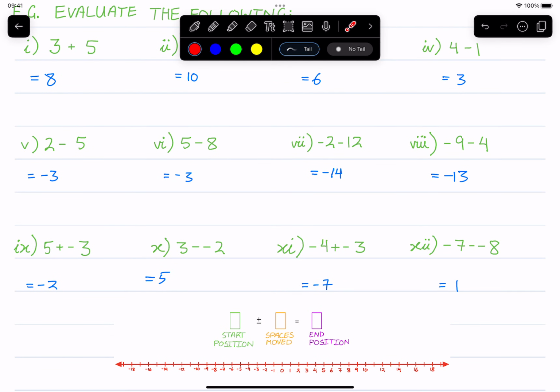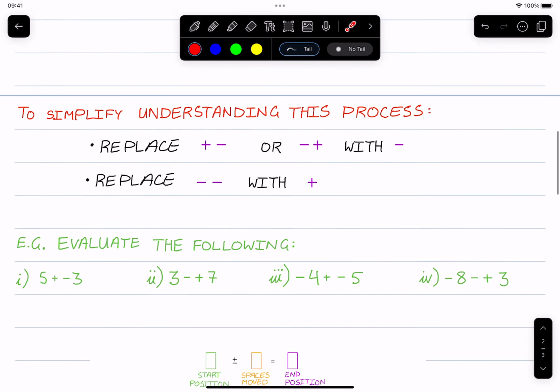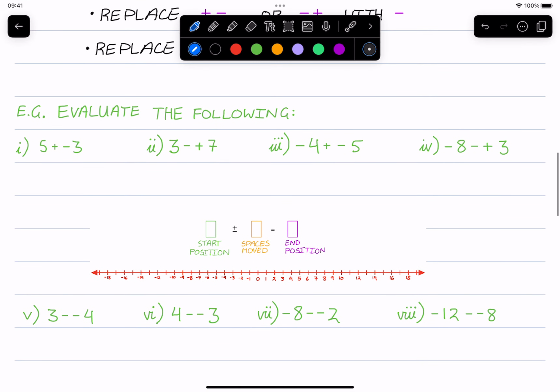We can keep using this, but we can simplify this process a little bit more by understanding the following. Whenever we see an add and a subtract symbol right next to each other, or a subtract and add symbol right next to each other, we just replace it with a subtract. And whenever we see two negative symbols right next to each other, we replace it with an add. So let's take a look at these next 8 examples for this.